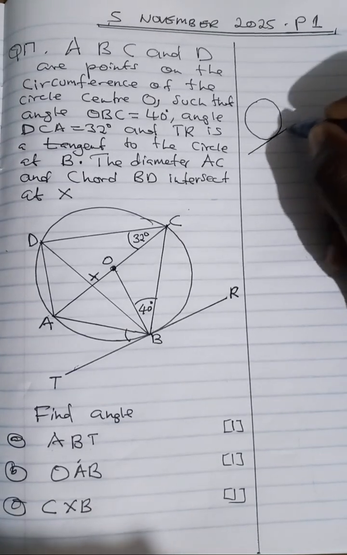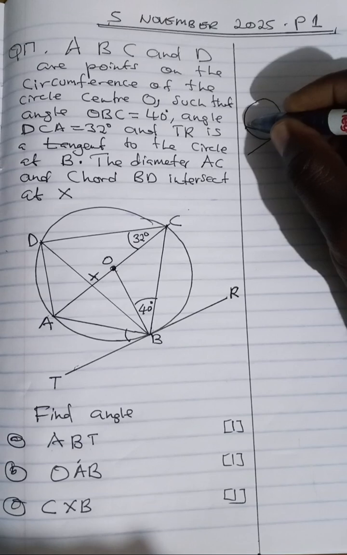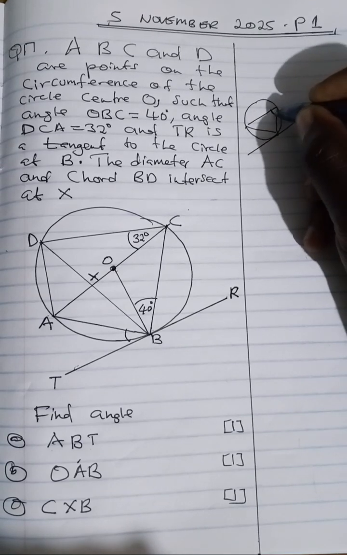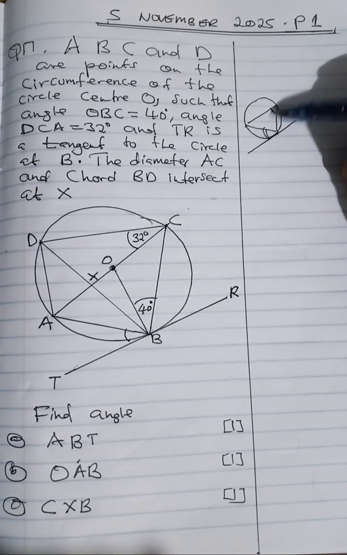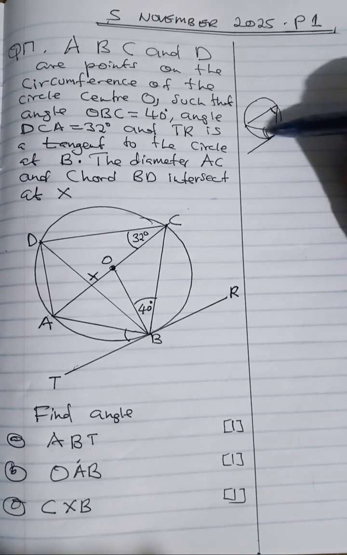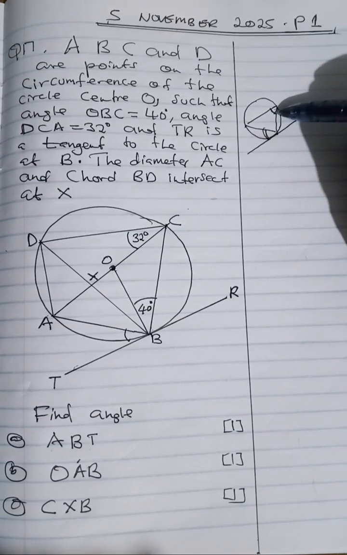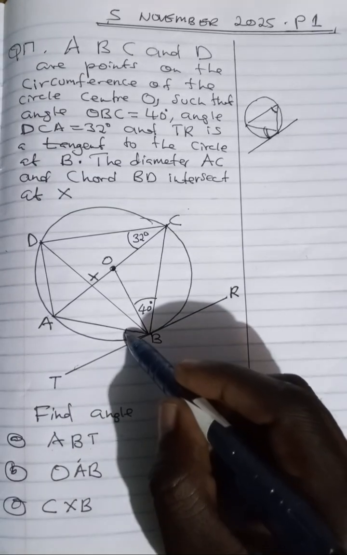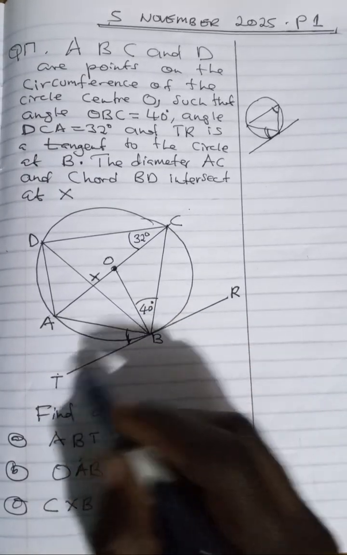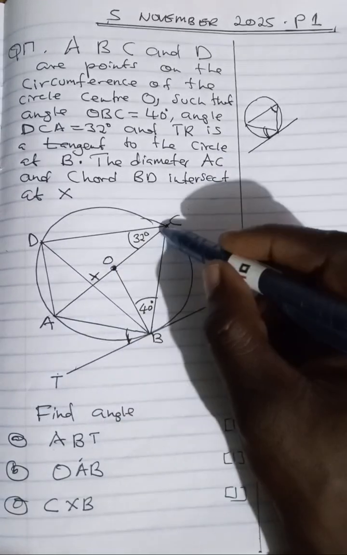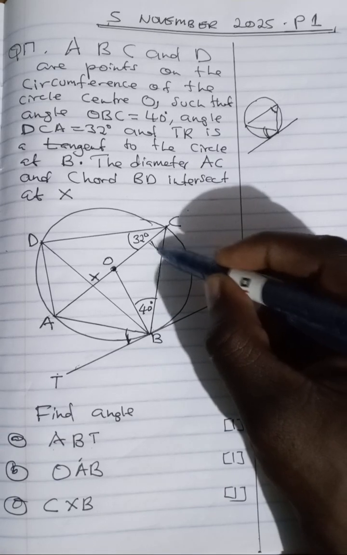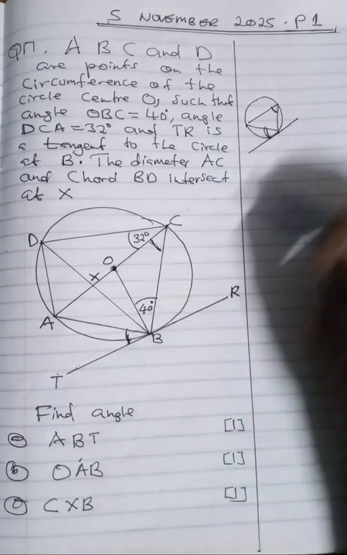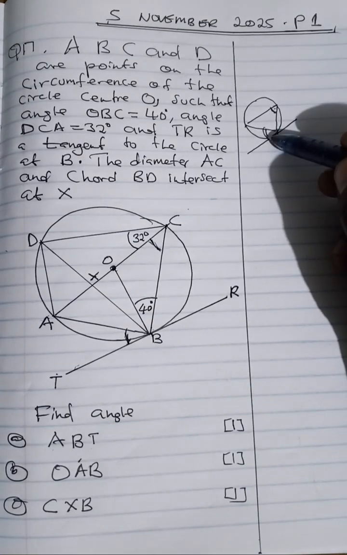So if you have a circle, for example, you have a tangent and there's a triangle inside. This angle here is the same as the angle here. These two angles are angles in alternate segments. As long as there's a triangle touching the circle and there's a tangent, this angle is the same as that angle. So the angle you're looking for, ABT, is the same as this angle here in the triangle, because they are angles in alternate segments.